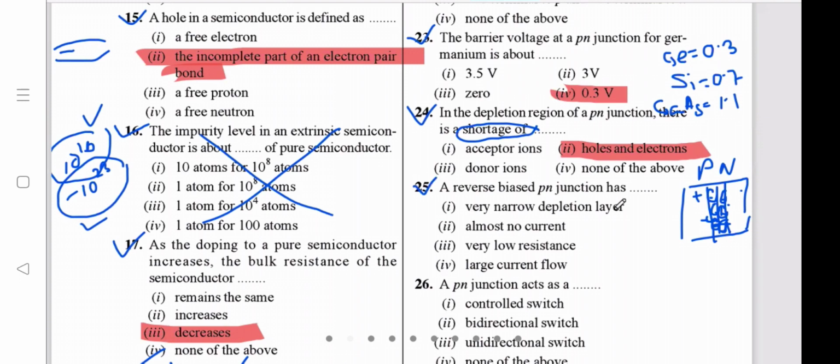Next, a reverse bias PN junction has a very narrow depletion layer. No. For a reverse bias PN junction, the depletion layer will be more. Almost no current. Yes, this is correct. Very low resistance. No. Reverse bias has high resistance. Large current flow. No. Current flow is very less. So the second one is the answer: almost no current.